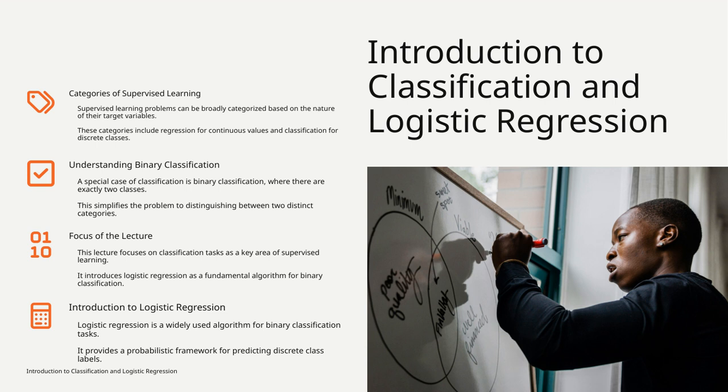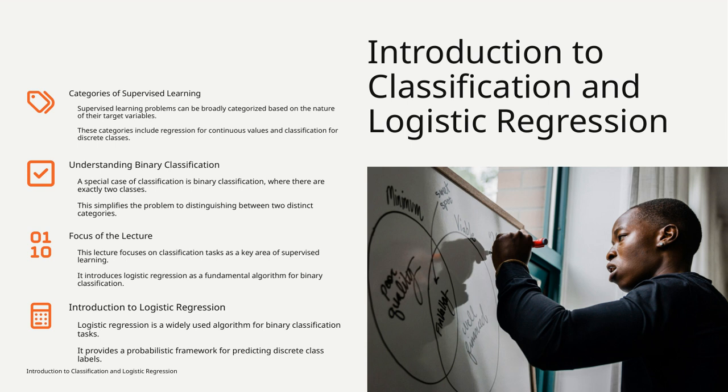Now, a special case within classification is binary classification. This is when we only have two classes to distinguish between, like yes or no, true or false, or positive and negative. It simplifies the problem to just telling apart two distinct categories, which makes it easier to understand and solve. The focus of this lecture is on classification tasks, especially binary classification, because they are foundational in supervised learning.